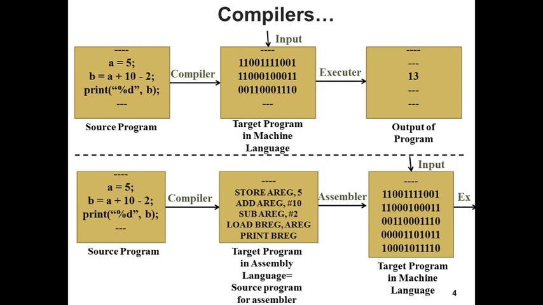Another type of compiler takes a source program as input and generates a target program in assembly language. Here I have used Intel instructions to represent the assembly language. Then this assembly language program is taken as a source program by an assembler, and the assembler converts it to the target program in machine language. Later on, when we give input, this target code is executed by the executor.